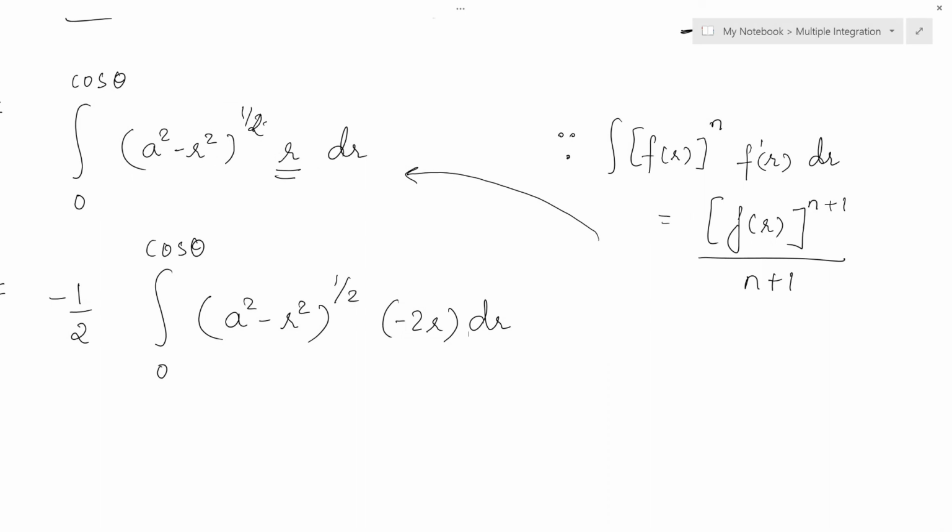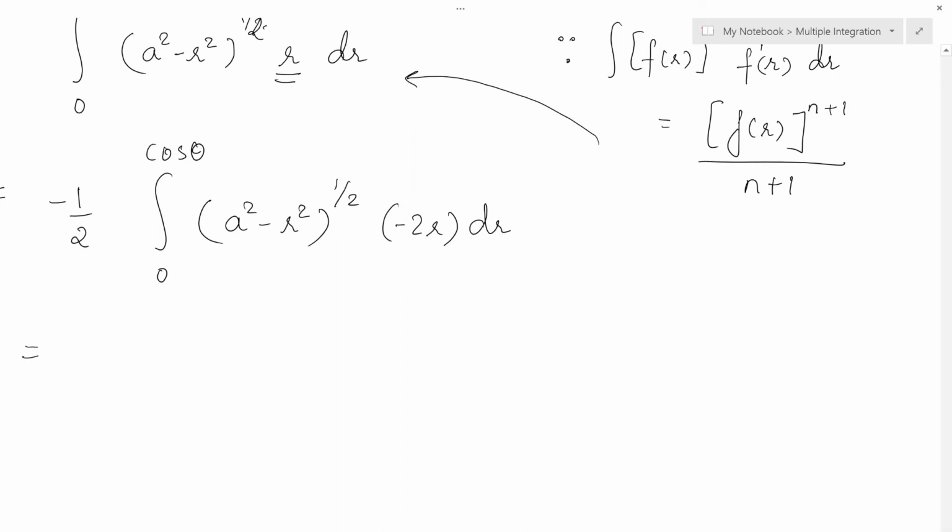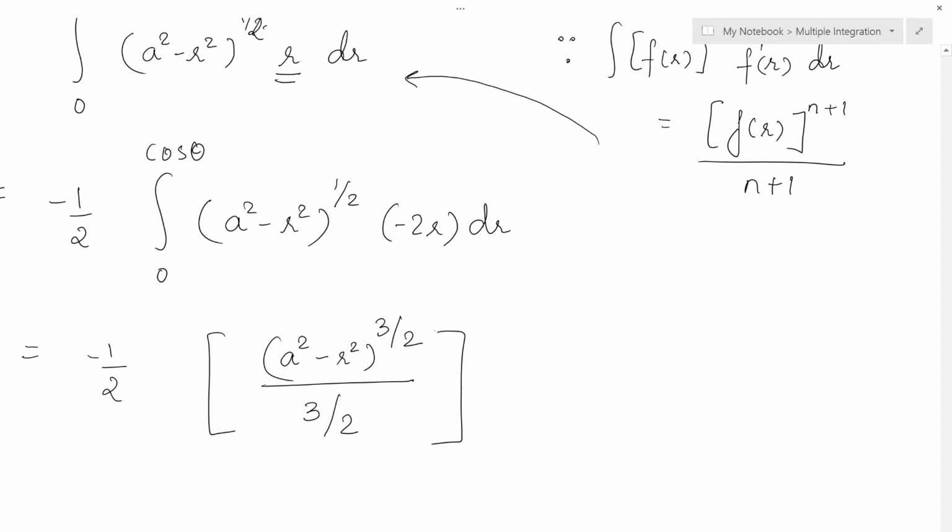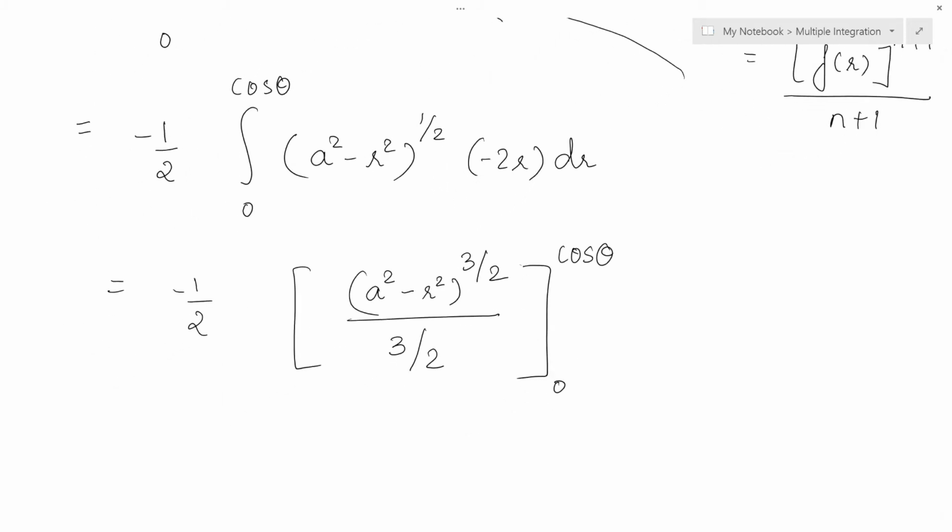You will get n plus 1 upon n plus 1. So what do you have? 1 by 2. So you will be left with 1 by 2 plus 1 upon 1 by 2 plus 1. So that will be 1 by 2, a square minus r square, 3 by 2 upon 3 by 2. Right? So this will be the answer for integration. Limits of integration we'll have to substitute, of course. So that will be 0 and a cos theta. Right? So 2 will get cancelled and I'll be left with 1 by 3.